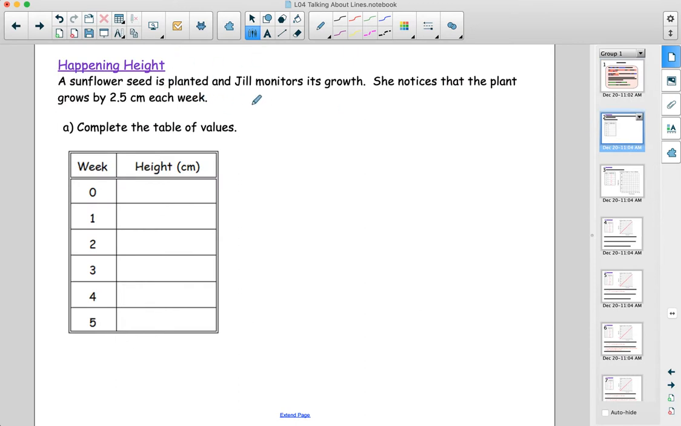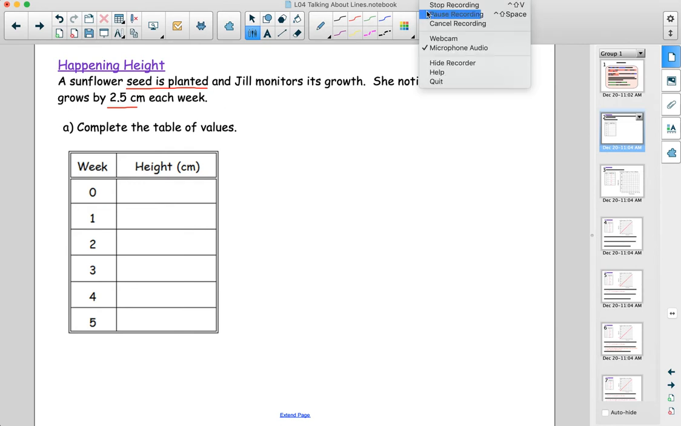It says a sunflower seed is planted. Jill monitors its growth. She notices that the plant grows by 2.5 centimeters every week. Now remember, it started from a seed, so you can make an inference about what that initial height should be. And what I'm going to get you to do now is fill in this table of values, and it will be our first time to ponder pause.